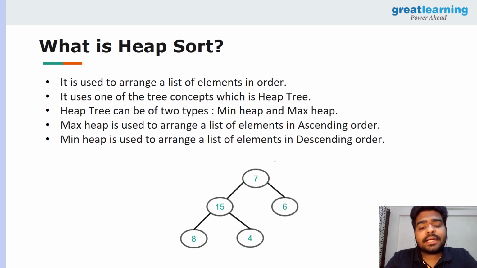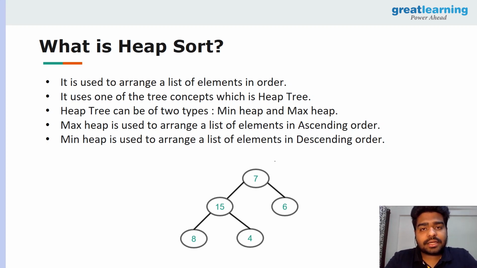So we can say that 8 and 4 are the child nodes for 15, which is also a child node of 7, right? Okay. So this concept is called the heap tree concept. Now let's look into the third point, which is very, very important. So a heap tree can be of two types. One is minimum heap and the other is maximum heap, also known as min heap and max heap.